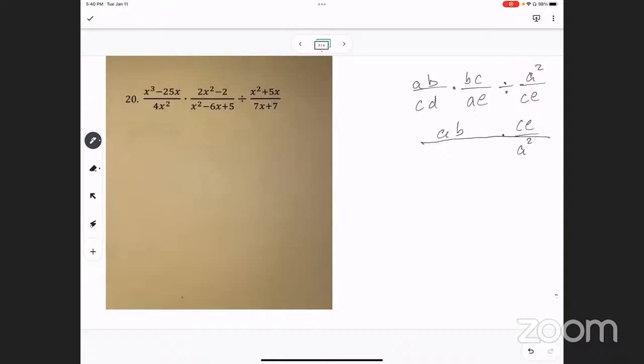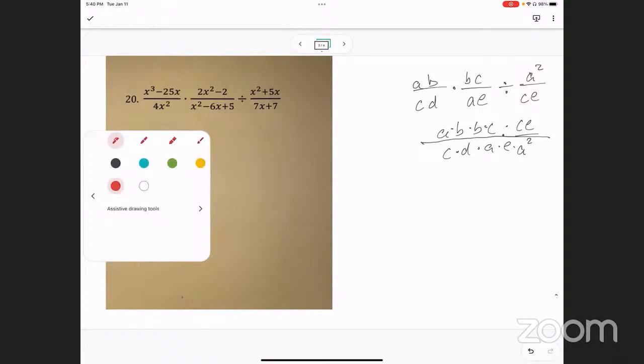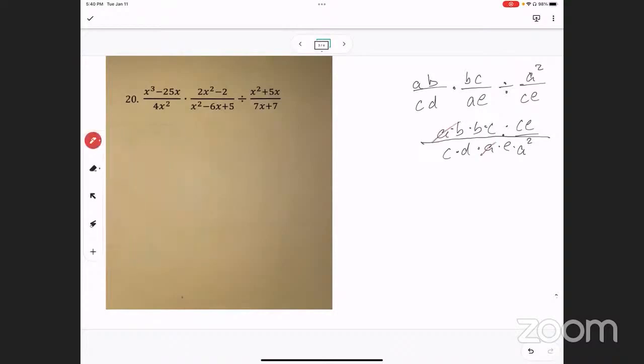I can make it one big fraction bar like that, with all the things on the top, and on the bottom is just all the things on the bottom. They're just having a good time on the bottom. Now all I have to do is cancel out common factors in the top and the bottom. So I can cancel out an A with an A here. I can cancel a C with a C here. I can cancel an E with the E up here. And that's all I can do.